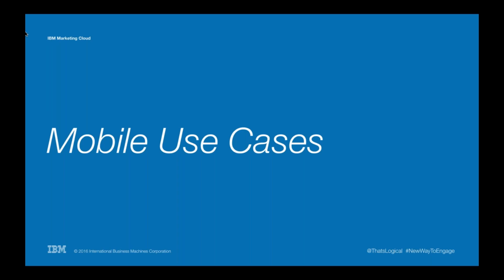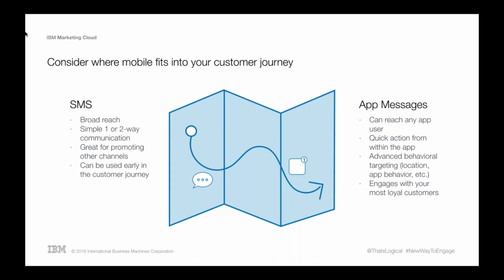So let's talk about some mobile use cases. Let's talk about how we can get started, some quick tips that we can use for encouraging mobile to be included into a larger customer experience. First things first, as we said right in the beginning, we have to think about the customer journey, and we have to figure out where mobile fits into that customer journey. Let's look at the different mobile channels. We'll take these two, for example, SMS and app messages.